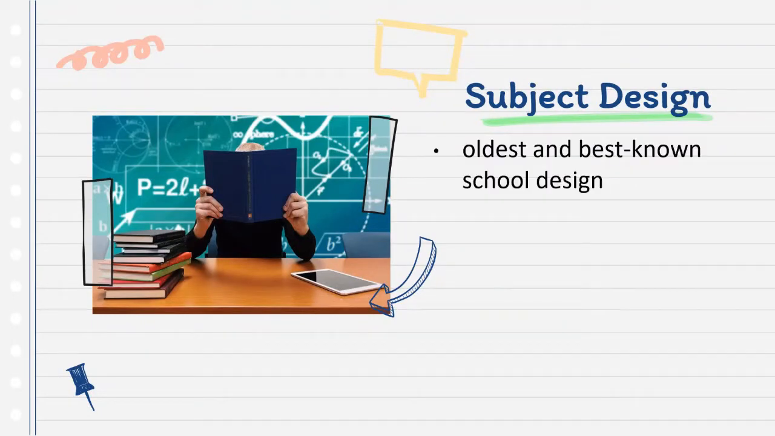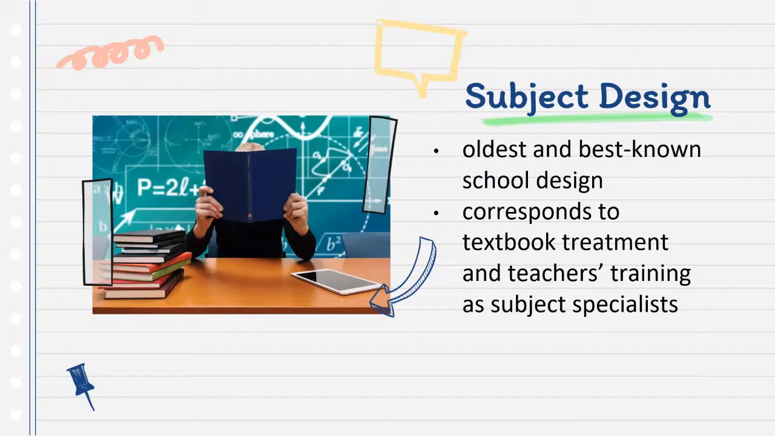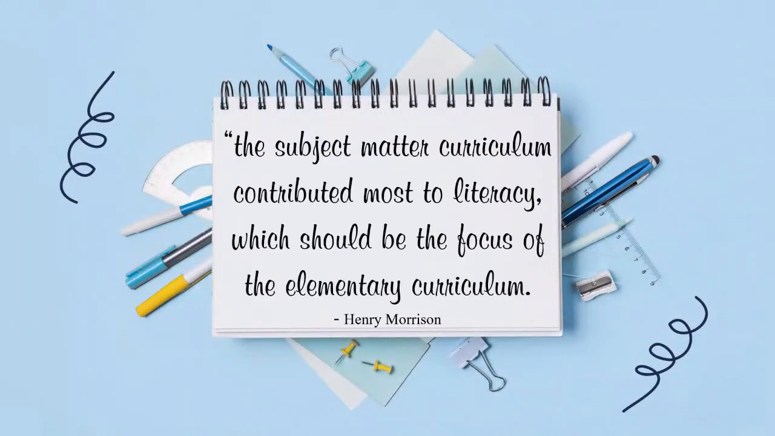This is the oldest and best-known school design, and it corresponds to textbook treatment and teachers' training as subject specialists. An early spokesperson for the subject curriculum was Henry Morrison. He argued that the subject matter curriculum contributed most to literacy, which should be the focus of the elementary curriculum. He also believed that such a design allowed secondary students to develop interest and competencies in particular subject areas. However, he believed that a variety of courses should be offered to meet students' diverse needs.